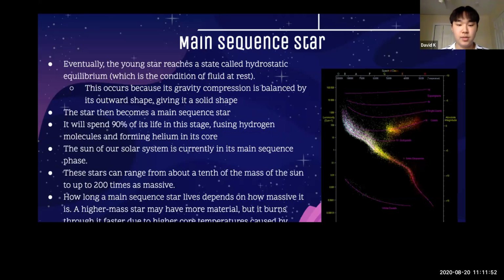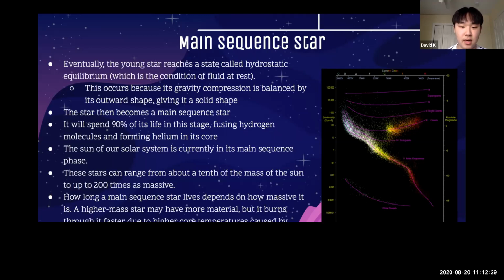So, as Prisa mentioned earlier, the star starts to go into the main sequence, which is the longest cycle of the star's life. The sun is currently in this stage as well. This young star starts to reach a state called hydrostatic equilibrium, which happens because the gravity compression is balanced by its outward pressure, which gives it the solid sphere shape that we see in our sun as well.